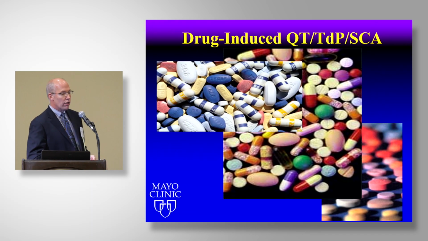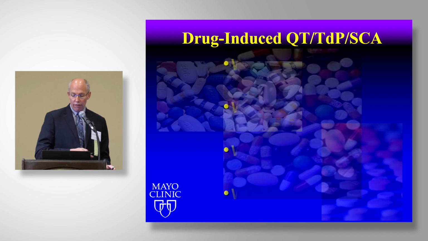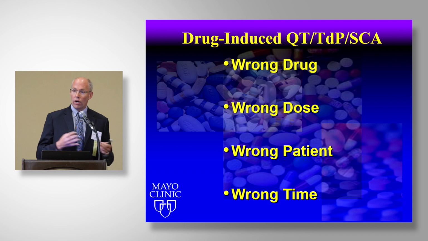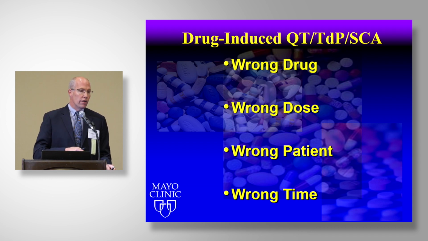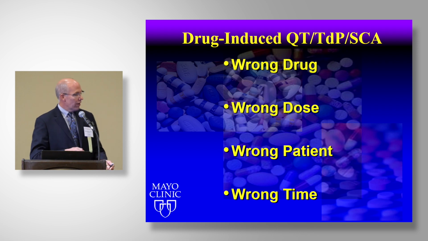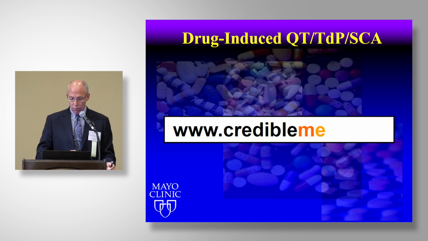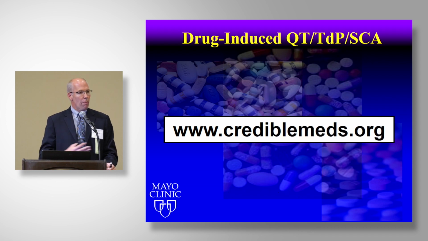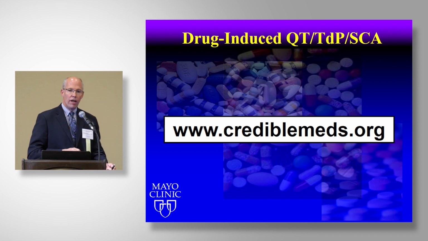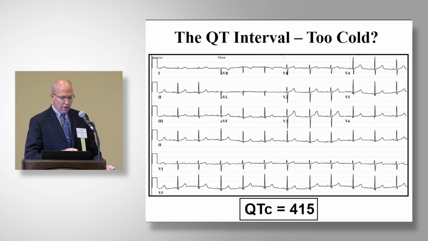Instead, you might have acquired QT prolongation secondary to a variety of QT aggravating medications, for which the issue of drug-induced torsades and drug-induced sudden death is a much larger issue than congenital long QT related deaths, where these deaths happen because of the wrong drug given at the wrong dose to the wrong patient at the wrong time. So if you don't know about this list of QT aggravating medications, you need to know it and have it available. It's crediblemeds.org.